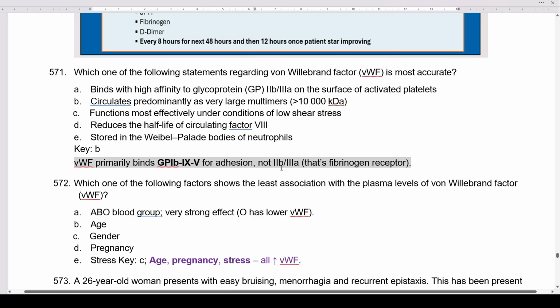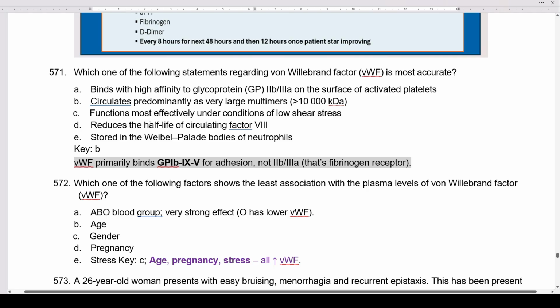It binds with not 2B3A, it binds with GP1B factor. Okay, GP1B, the complete name is 95, so it binds with GP1B. Circulates predominantly as very large multimers. Yes, this is correct. Functions most effectively under conditions of lower stress. So no, it is wrong. It needs a high shear stress.